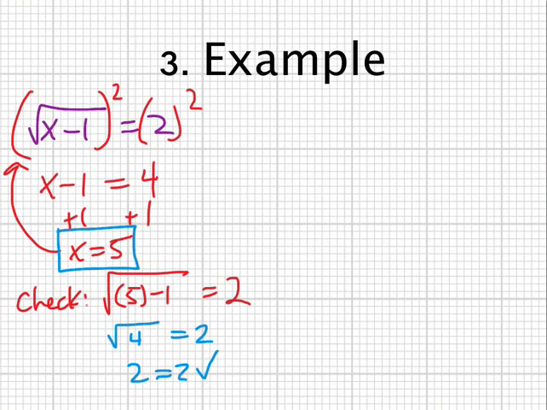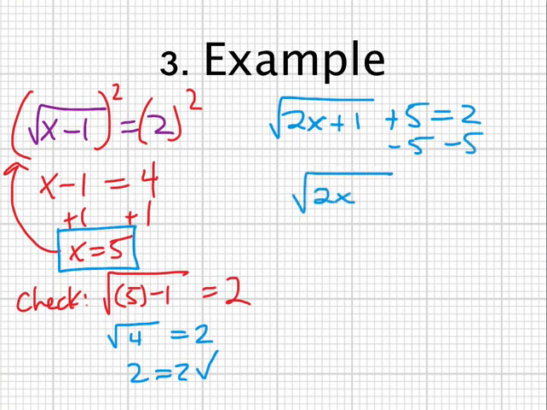You're asking yourself, well, can I have more than one answer? If you remember from algebra, yes you can. So let's say I have the square root of 2x plus 1, plus 5 equal to 2. Again, first step, isolate the radical. To do that, I would subtract 5 from both sides. So I get the square root of 2x plus 1 equal to negative 3.